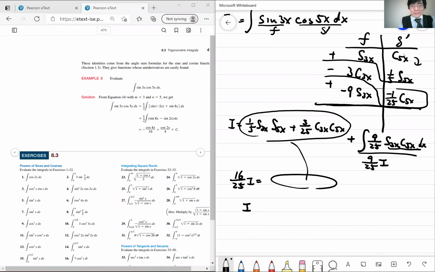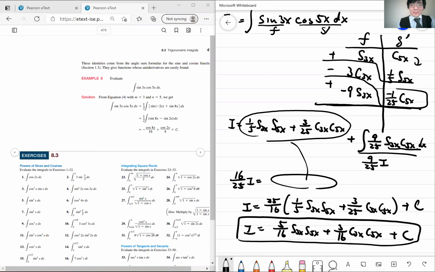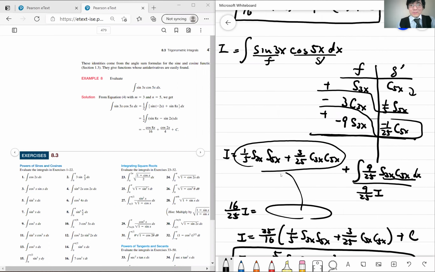Okay, so I is equal to 25/16 times 1/5 sine, plus 3/25 cosine, plus integral constant c. So that's reduced to 5/16 sine 3x sine 5x plus 3/16 cosine 3x cosine 5x plus c. So that's maybe harder, probably harder than doing the product to sum formula. It's definitely more steps to do.